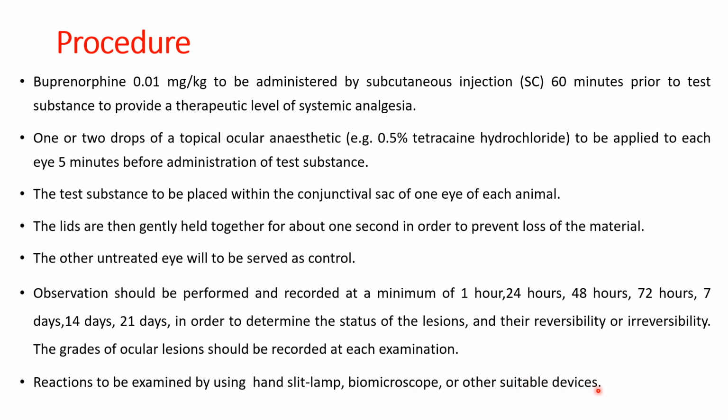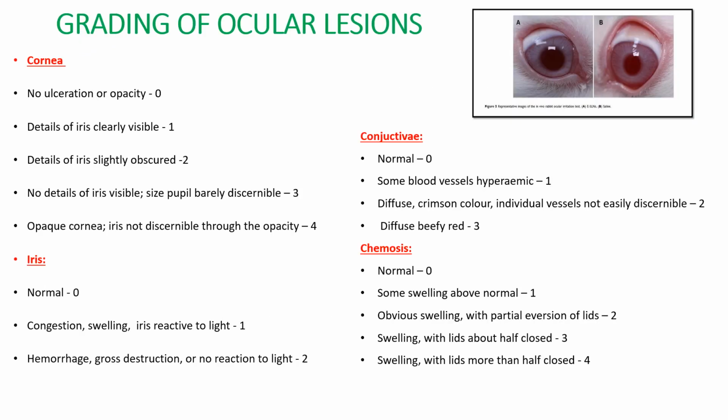So what is the status of the eye after applying the test substance? We will check by using all these instruments. Now as I told you just now, we need to check all the different changes that occur after the application of the test substance. Then we will give the grading according to the observation we got.